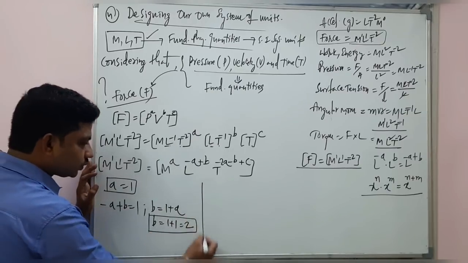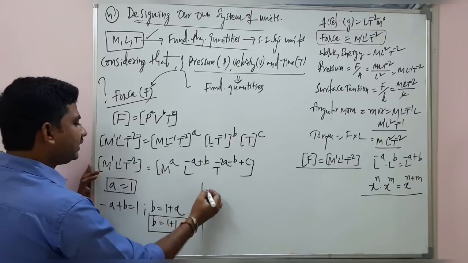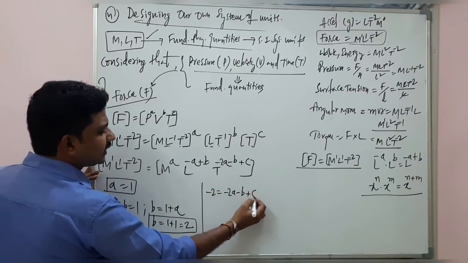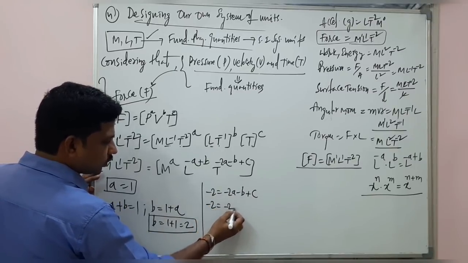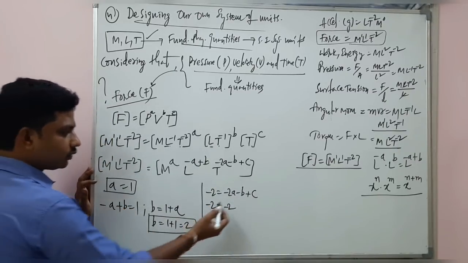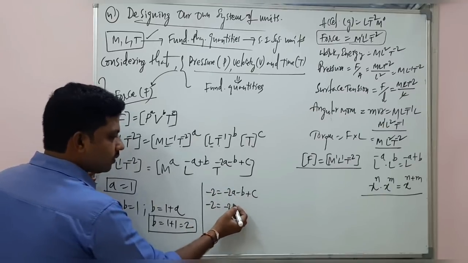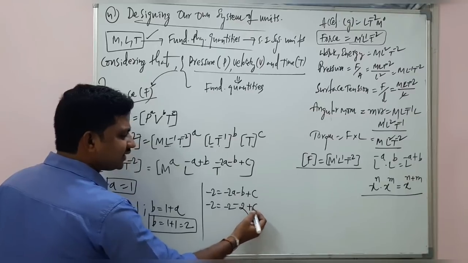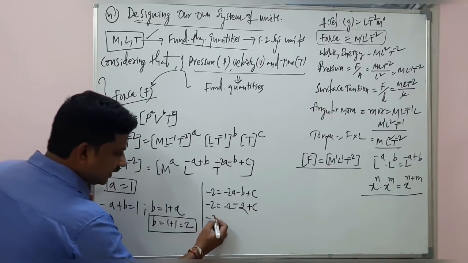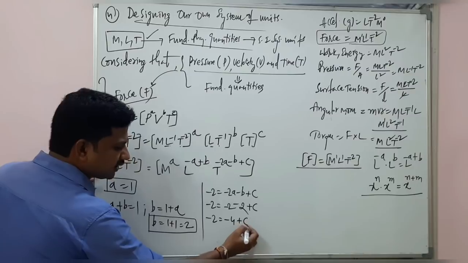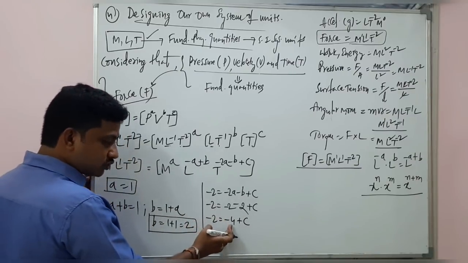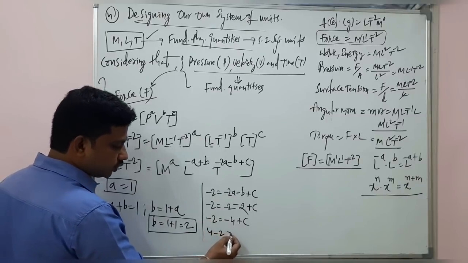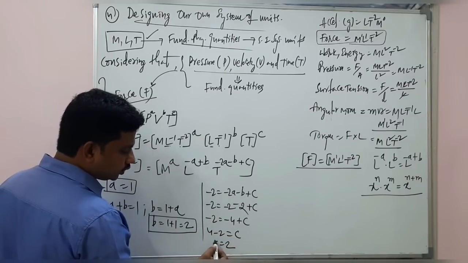Okay. The last one, what is the last one? So minus 2 is equal to minus 2a minus b plus c. Minus 2 is equal to minus 2a, a is 1, okay, minus 2 into 1, minus 2. Minus b, b is 2, plus c. So this is minus 2 is equal to minus 4 plus c. This minus 4 you can take to the other side, it will be plus 4. 4 minus 2 is equal to c, and c is equal to 2.